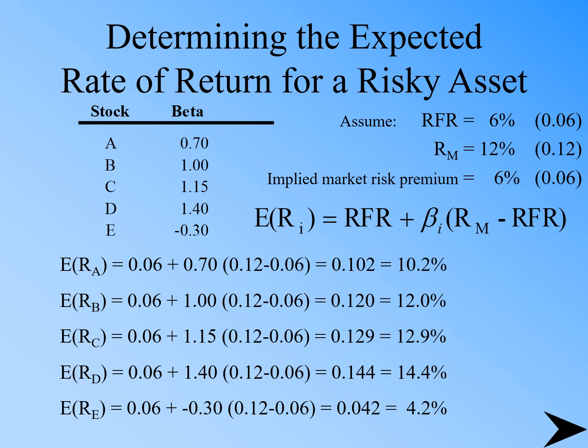We put the values in this equation: expected Ri is equal to the risk-free rate of return plus beta into (Rm minus RFR), and we find the expected return on stocks A, B, C, D, and E. It is 10.2% for stock A, 12% for stock B, 12.9% for stock C, 14.4% for stock D, and 4.2% for stock E.